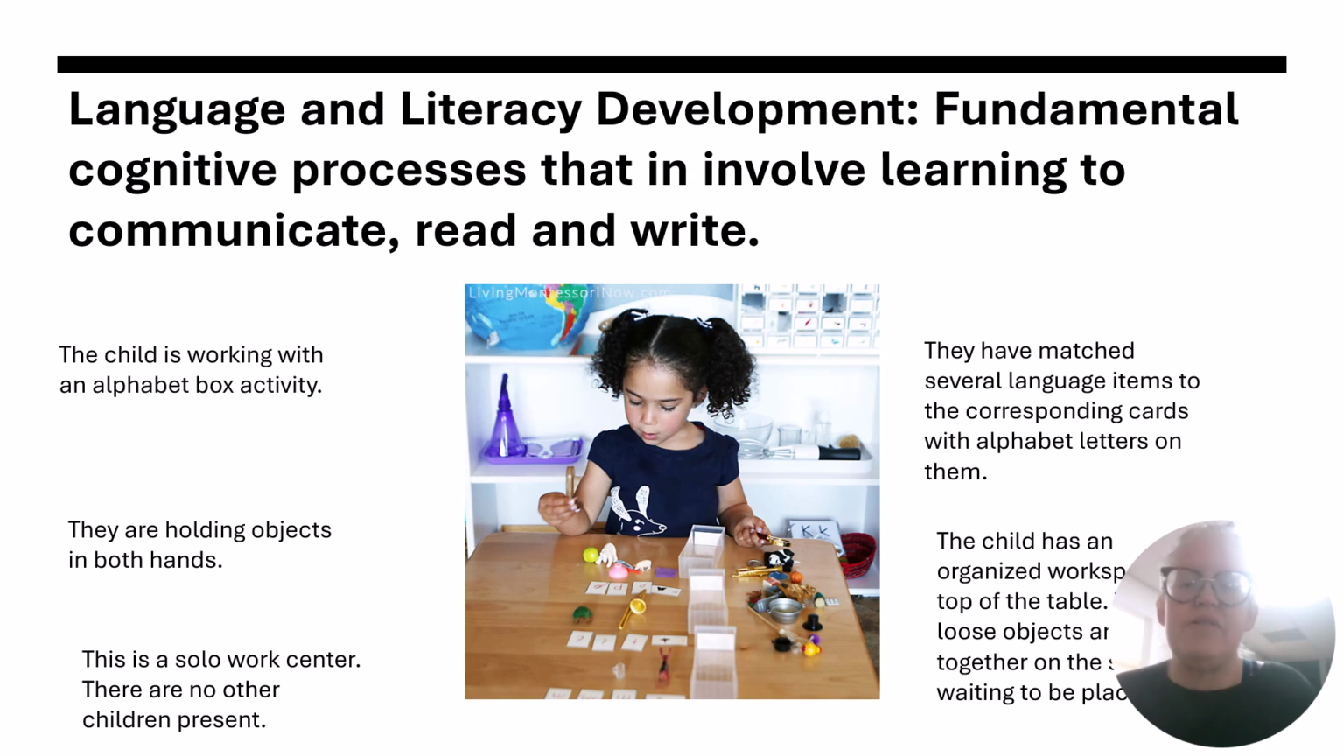Next up, we have language and literacy development. This is the fundamental cognitive processes that involve learning to communicate, read, and write. Some notations on there. I noted that the child is working with an alphabet box activity. They've got objects in both of their hands, and this is a solo work center. There's no other children present. It looks like that they've matched several language items to the corresponding cards with the alphabet letters on them.